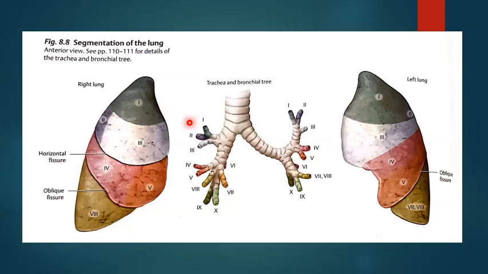Now, each bronchus consists of an extrapulmonary part, and after entering into the hilum, it is called the intrapulmonary part. So it has an extrapulmonary part and an intrapulmonary part, both on the right side and the left side. This is the extrapulmonary part of the left bronchus, and then this will be the intrapulmonary part of the left bronchus. Now we'll see each bronchus in detail.